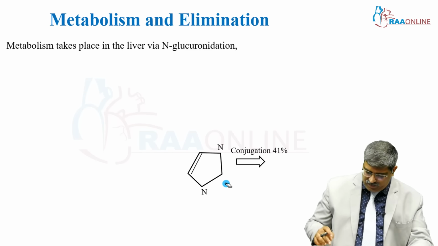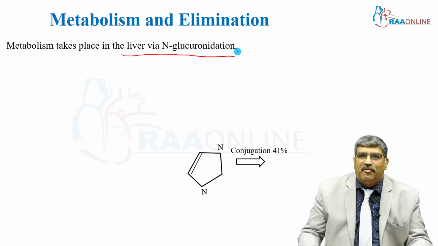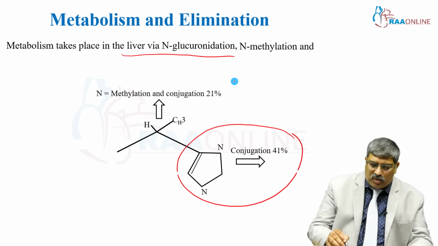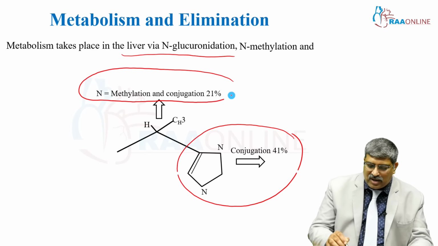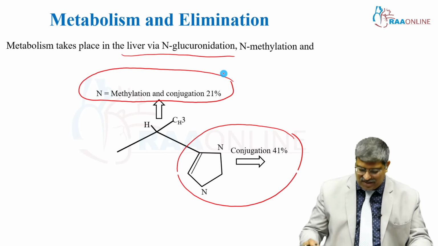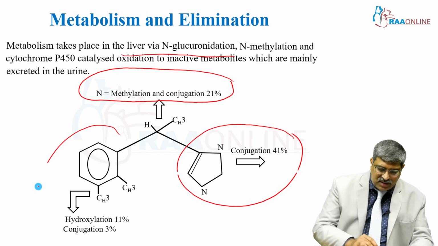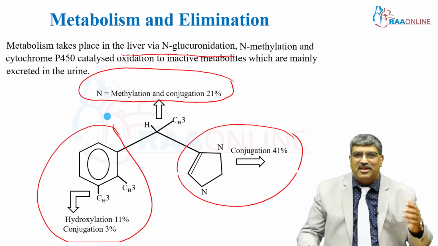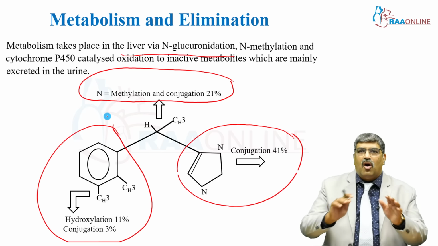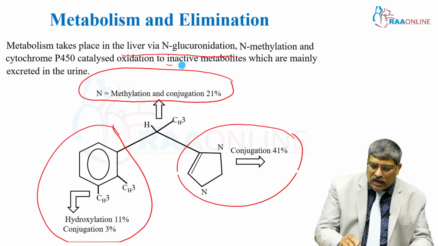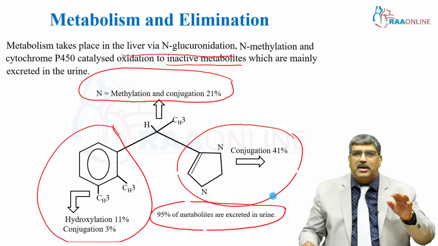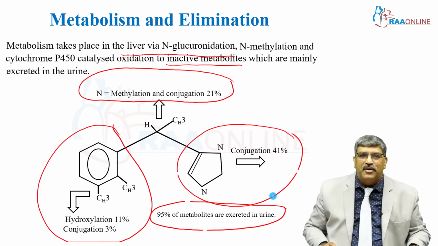Coming to metabolism, it is metabolized in the liver via N-glucuronidation, which is about 41%. About 21% undergoes methylation and conjugation. Another 14% is metabolized by cytochrome P450 catalyzed oxidation and hydroxylation. All of these are metabolized to inactive metabolites, of which 95% are excreted in the urine.